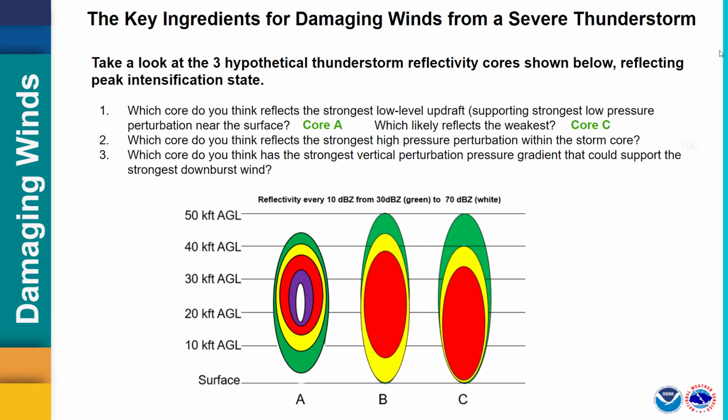Which core do you think reflects the strongest high-pressure perturbation within the storm core? Just from what is shown here, you likely have a greater or more dense, heavier core with core A, possibly water-coated hailstones, melting hail, as reflected by the higher reflectivity values shown. So the most likely core to have the greatest high-pressure perturbation aloft is likely core A, the same as with question number 1. Thus, the core that has the strongest vertical perturbation pressure gradient likely to support damaging winds would be core A. It does not necessarily relate to the tallest core.